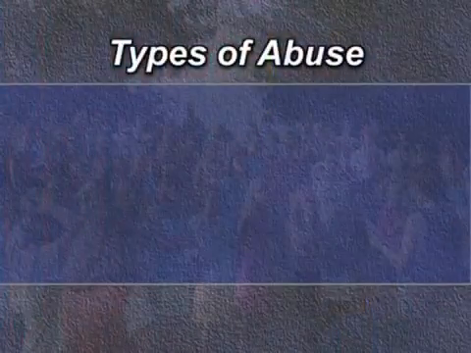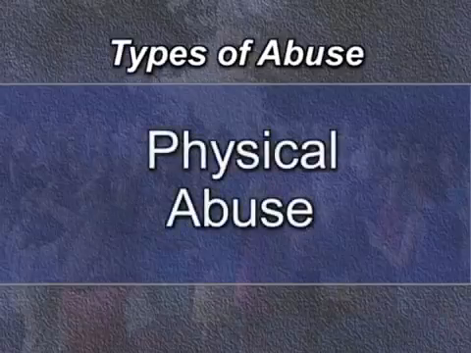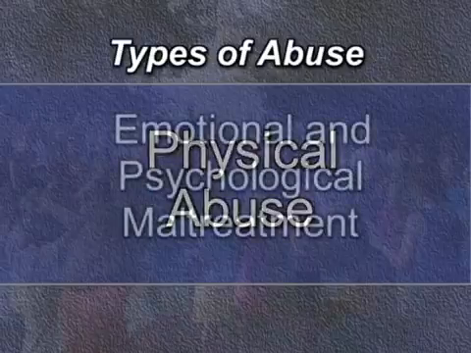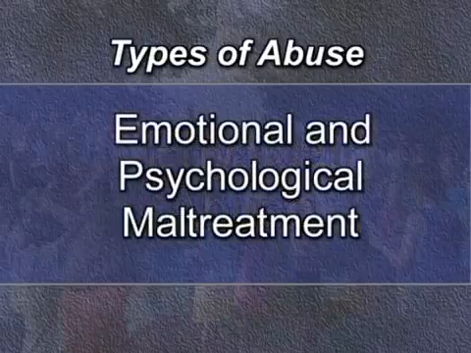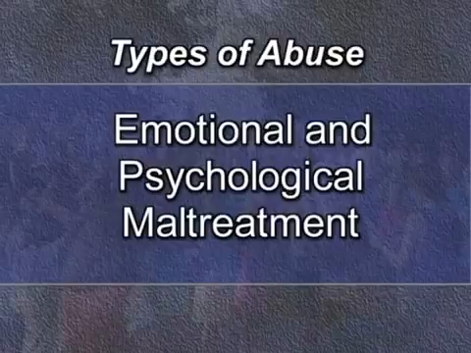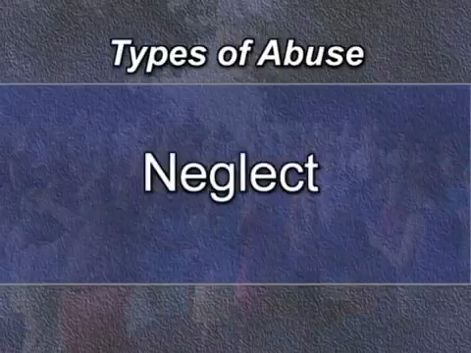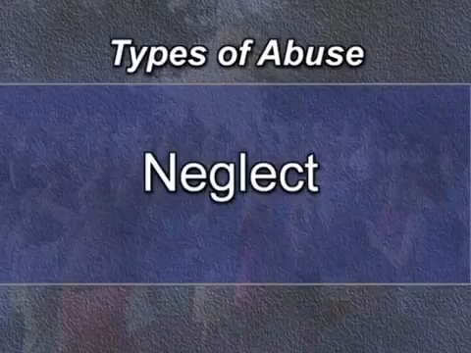Here are some types of child abuse. Physical abuse includes bodily harm or injury caused by blows or harmful substances, as well as exposure to unreasonable risk of harm or injury. Emotional and psychological maltreatment attacks a child's self-image, often through labels and ridicule. Neglect is the failure to provide for a child's physical, medical, emotional, and safety needs.